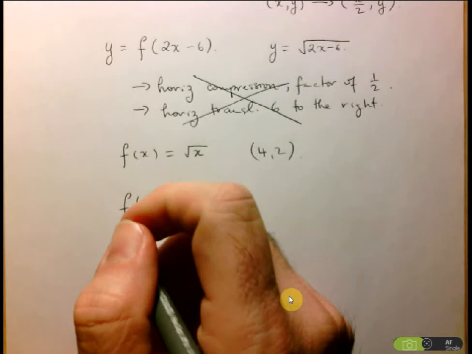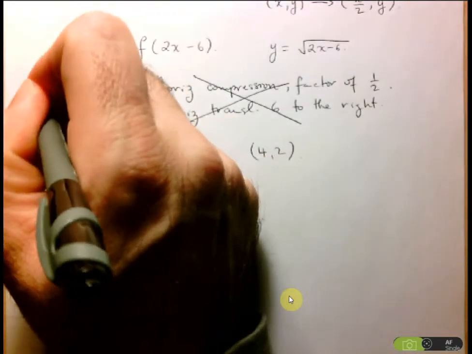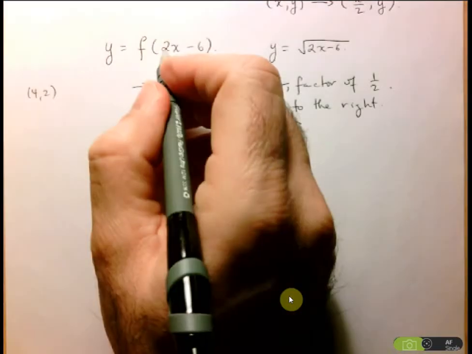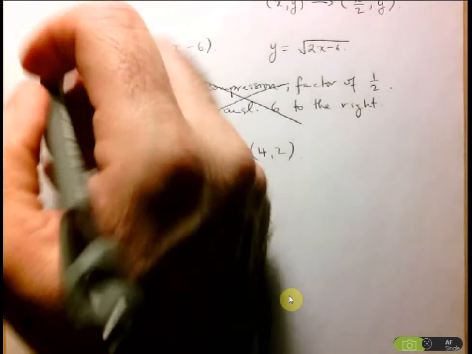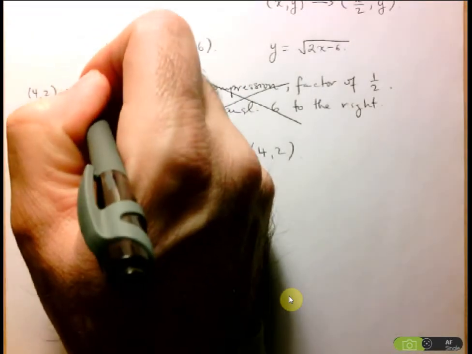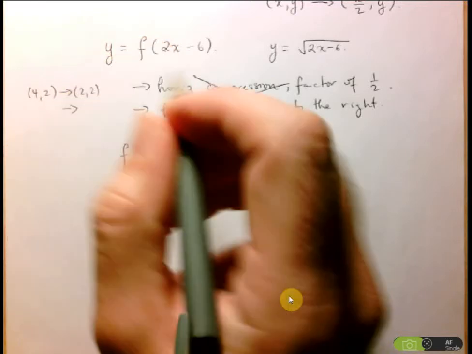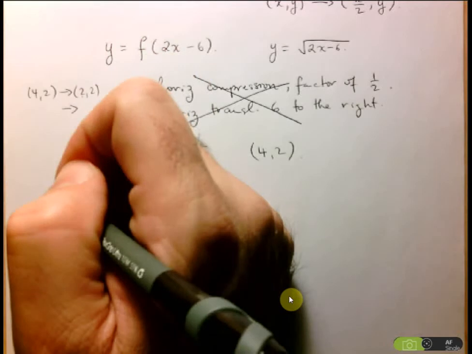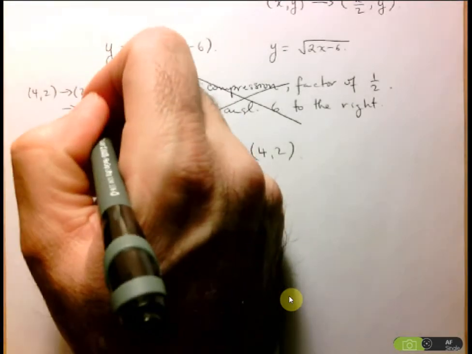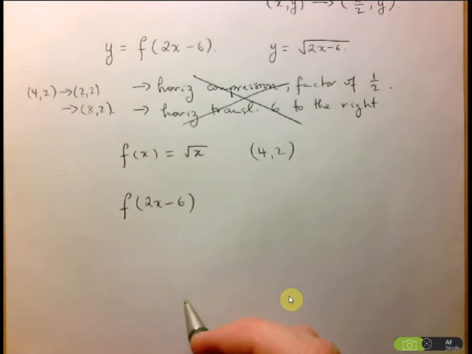Remember, going by what we saw before, we would think that the point 4, 2 would first be affected by the horizontal compression, so that this would become 2, 2, divide x by 2, and then once we apply this here, we would expect the x component to be increased by 6, so 8, 2. This is what we might expect based on what we saw before.